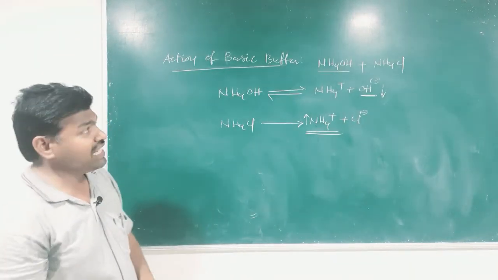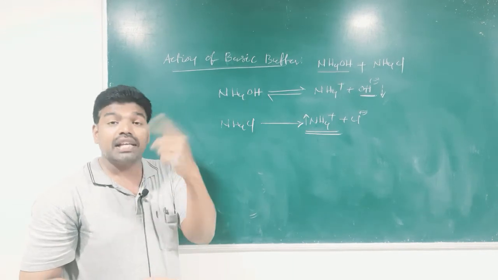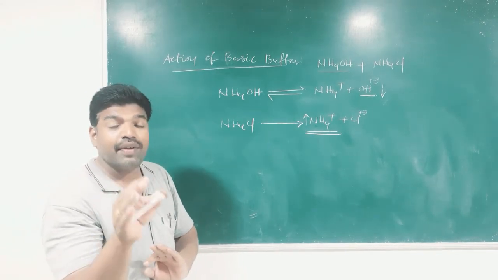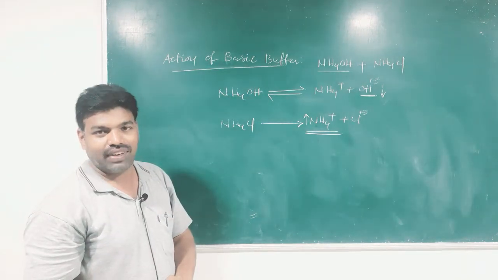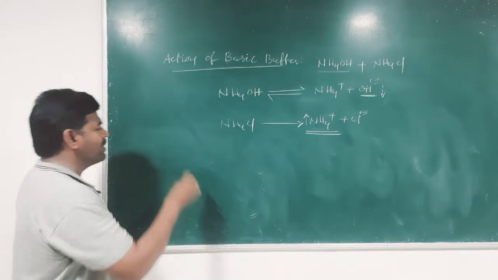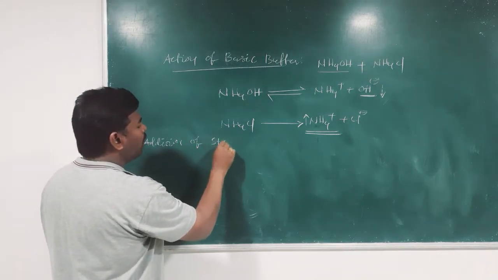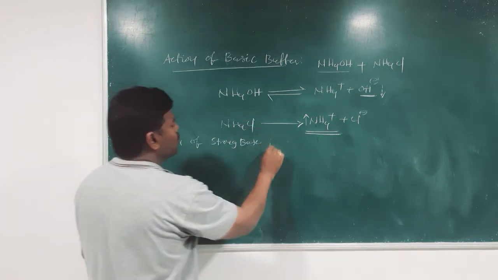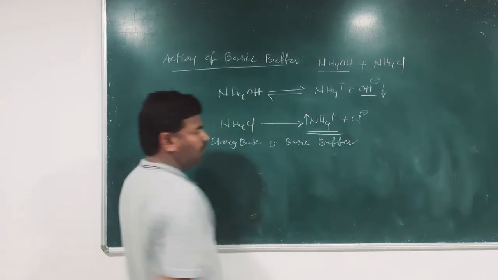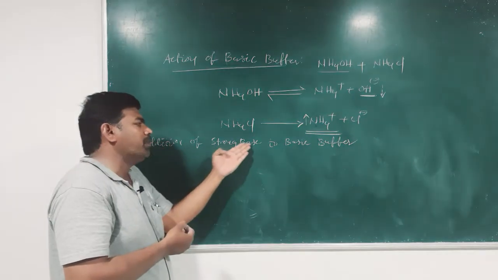Now let us see what a buffer is. A buffer reduces the shock, even on the addition of a strong acid or a strong base. Let us see what happens when we add strong base to the basic buffer. Addition of strong base to basic buffer. What we are doing is adding strong base to basic buffer.